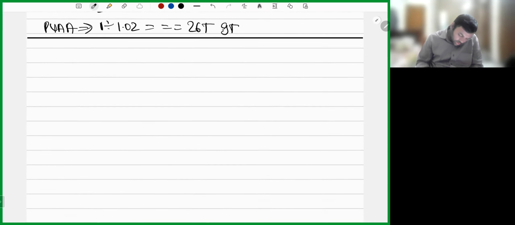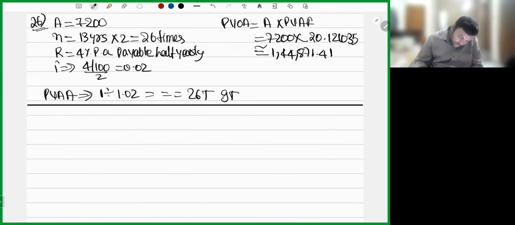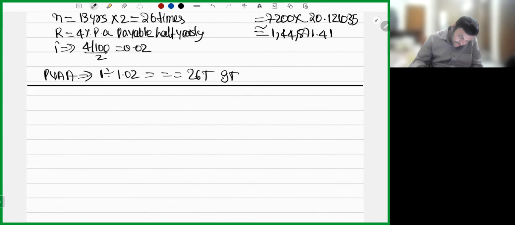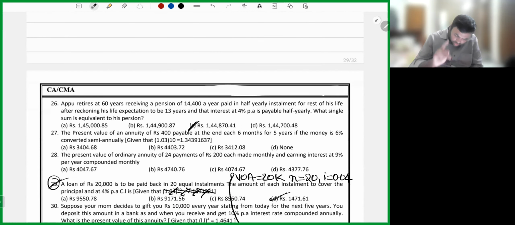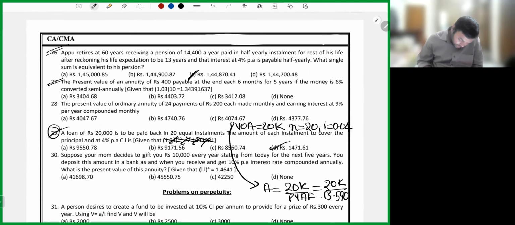Now, question number 26, what is the answer? 1,44,871.41. 870.41 he gave, 1 rupee less he gave. It's okay, no problem. Dude, you're getting lakhs and lakhs of money. You should not think for 1 rupee, 2 rupees. Don't do such type of petty things. 1 rupee, 2 rupees, I'll fight. No. Now, question number 27.